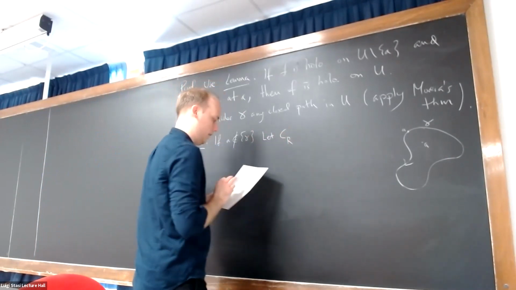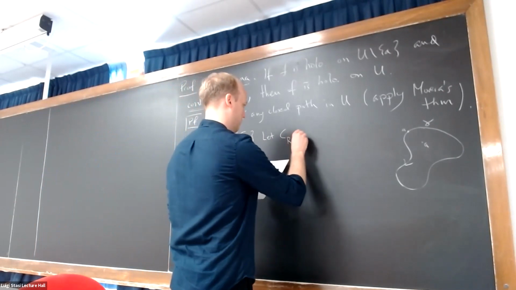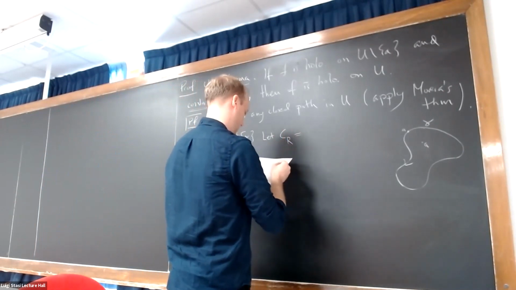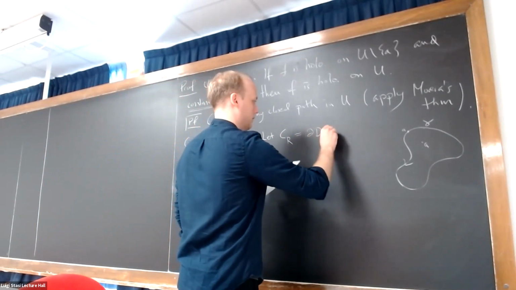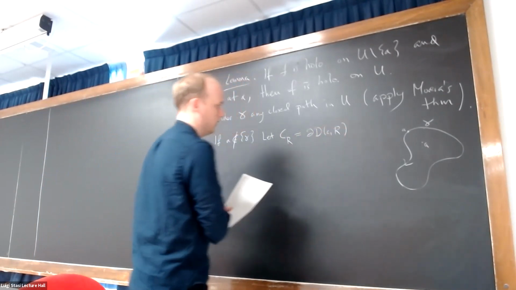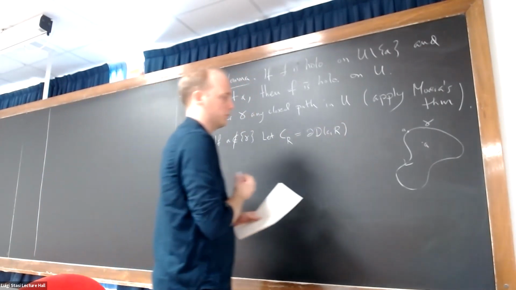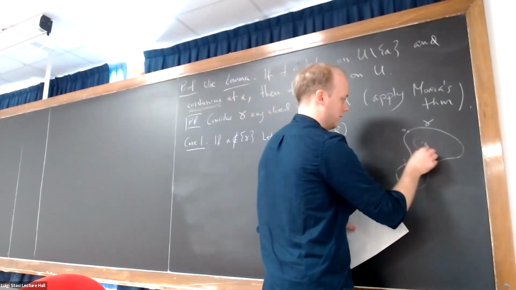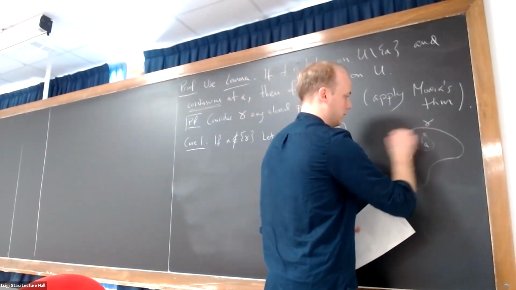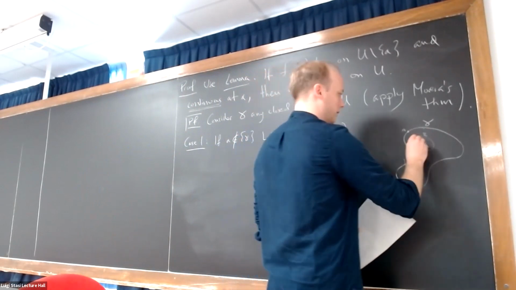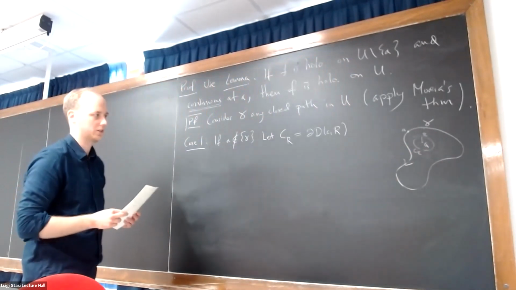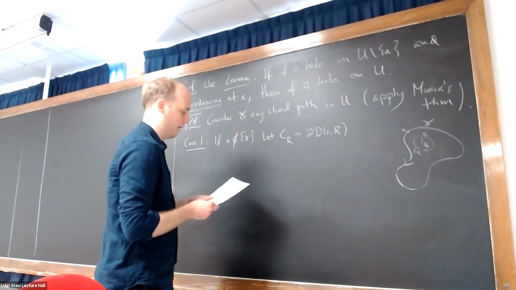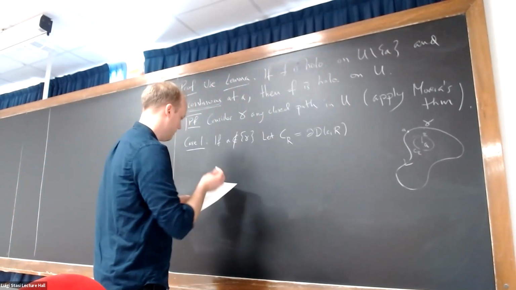Then we let C_R be the boundary of the disk of radius r. So what we do is we take a disk as usual around this, and then we take a circle rather. So C_R is this circle here, which is the boundary of the disk of radius r.